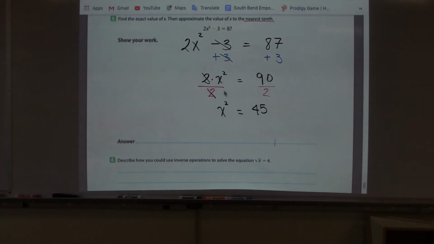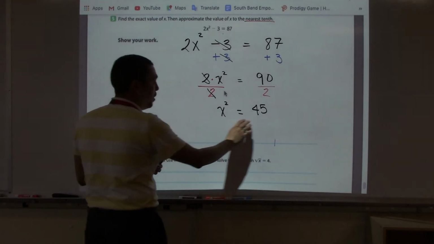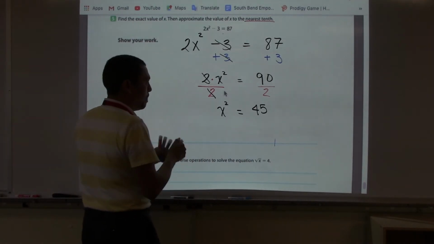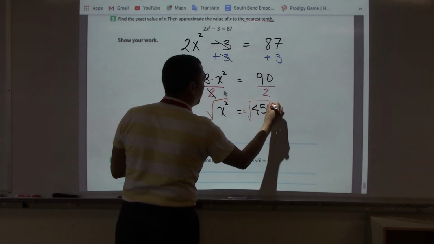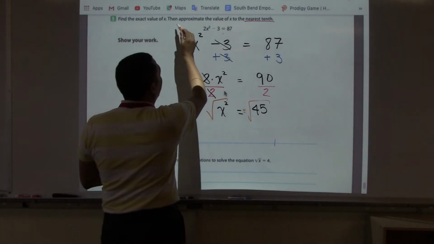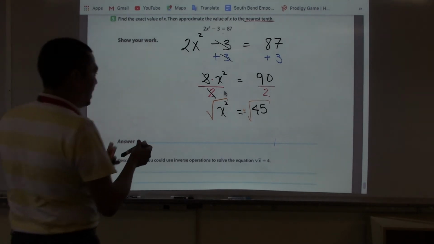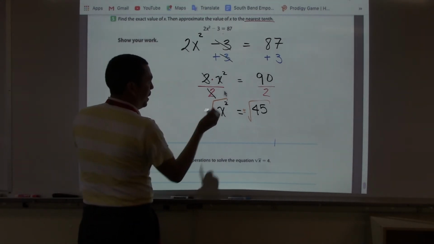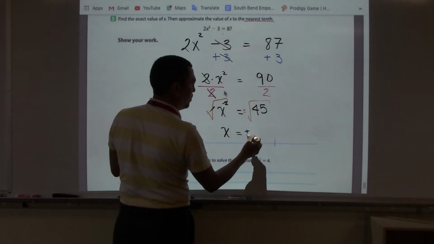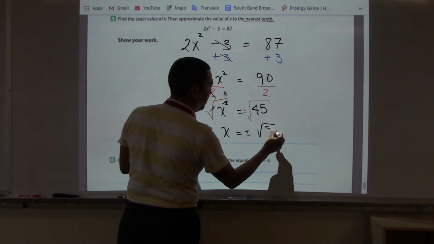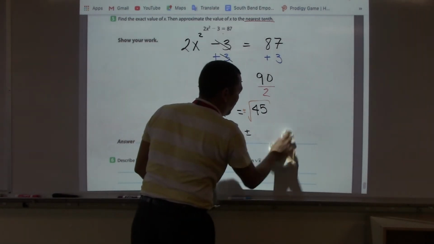Now we have an equation that we know. That equation is x squared equals 45. So we're going to take the square root, plus or minus, because they are asking me to find the exact value, then approximate the value. So we use the plus or minus, and in this case the square goes away. So you have x equals plus or minus the square root of 45.